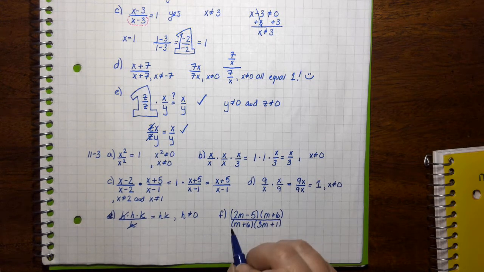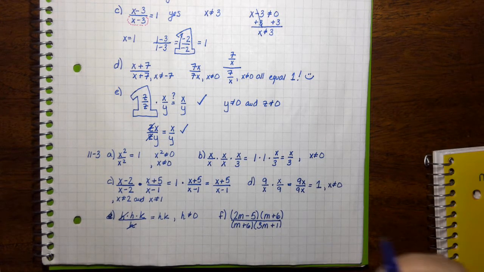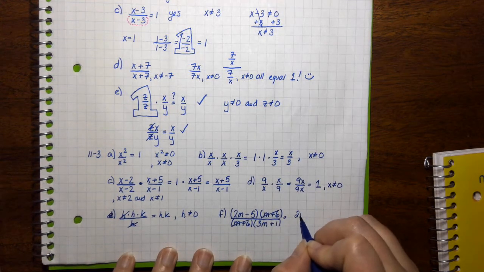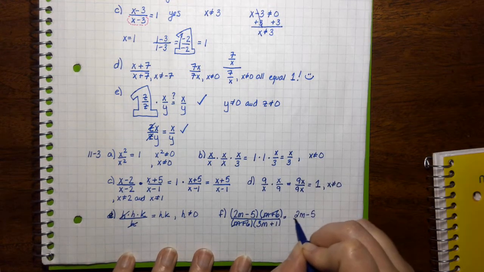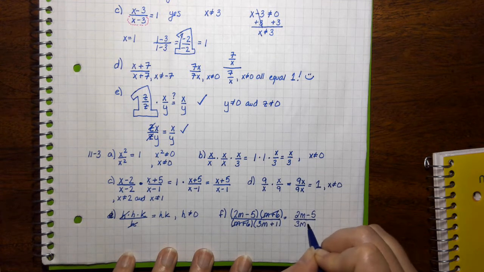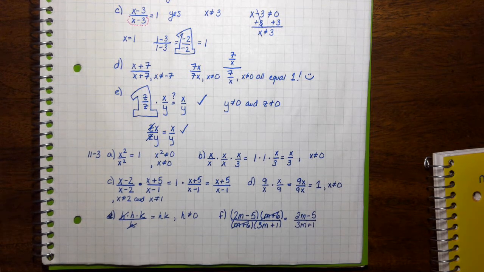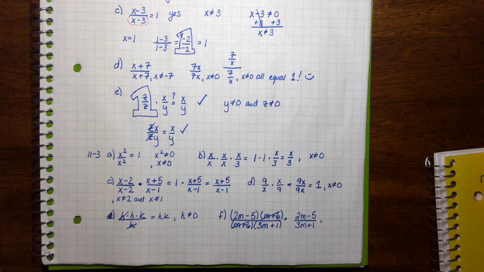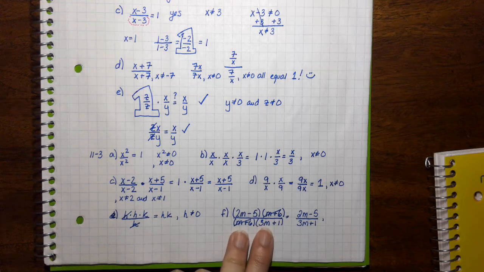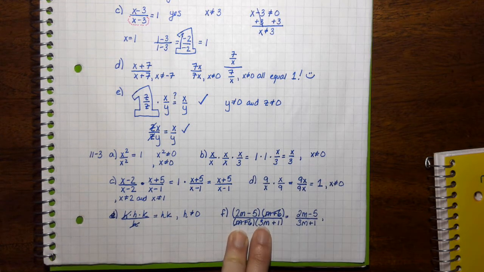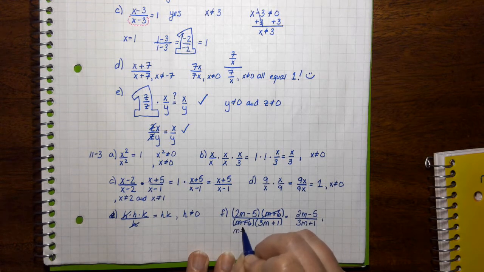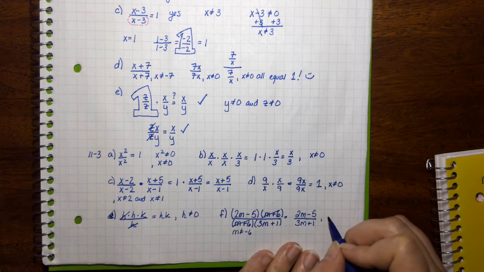Can you tell that m plus 6 and m plus 6 make a giant 1, so they can be canceled? 2m minus 5 over 3m plus 1. Now what values are excluded? Again, we have to look at the previous problem, not the answer. So in this one, even though it's canceled out, m cannot equal negative 6.